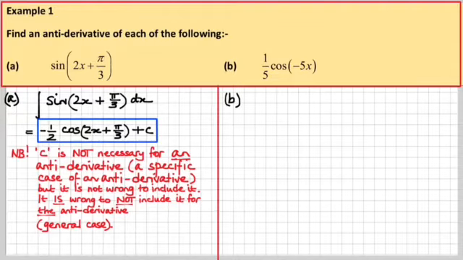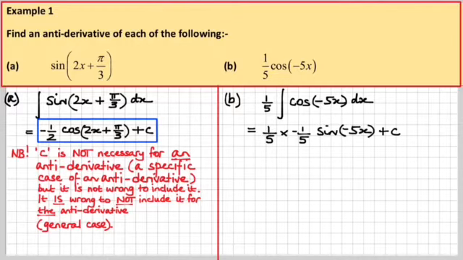Number B, okay, what's the answer to this one? Come on, get your neurons firing again. Well, it's going to be a sine, isn't it? Yes, so it's going to be minus a fifth of sine of minus 5x plus c, isn't it?